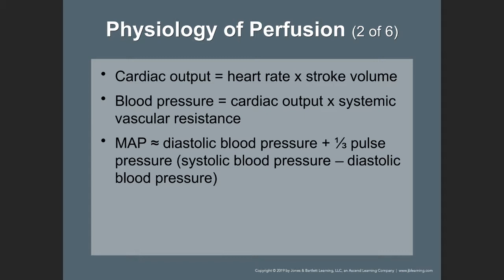The formula that I use is 2 times the diastolic plus the systolic pressure, divided by 3. That's the formula that I use to work out mean arterial pressure. So that's 2 times the diastolic pressure plus the systolic, and then you divide that number by 3.